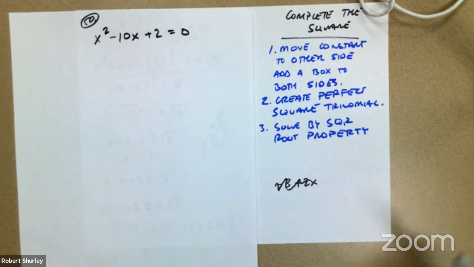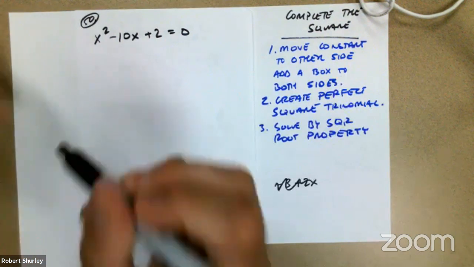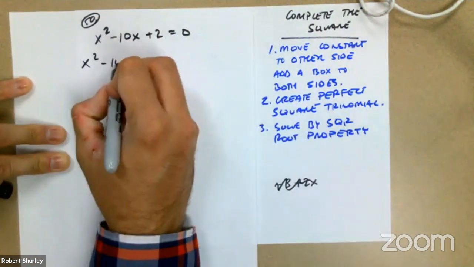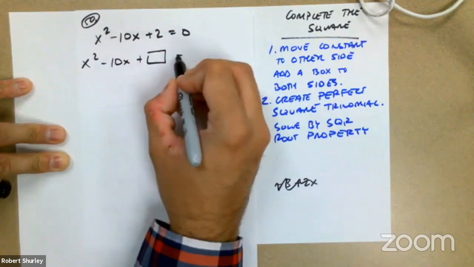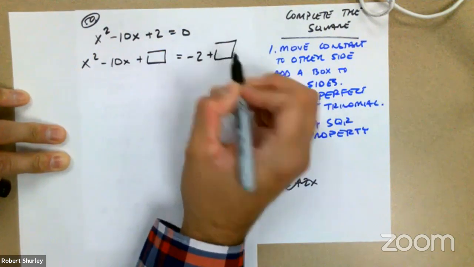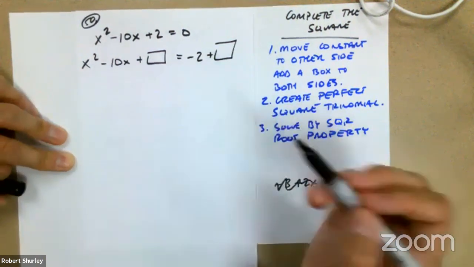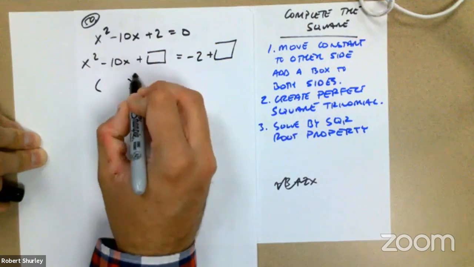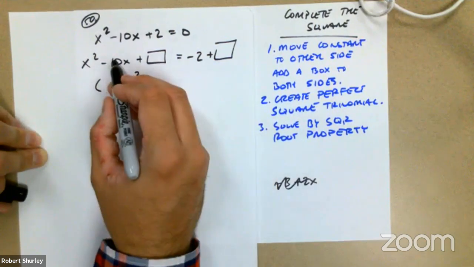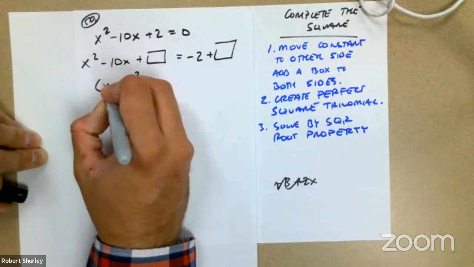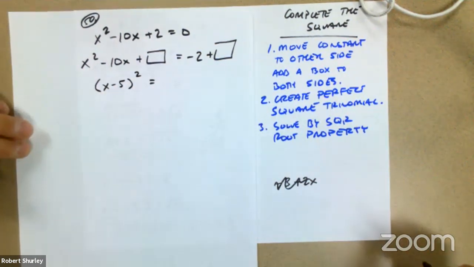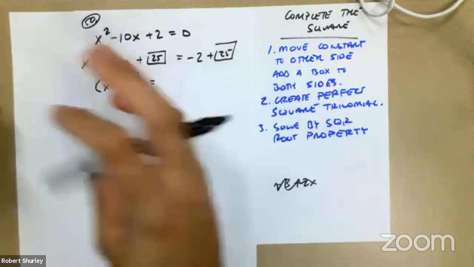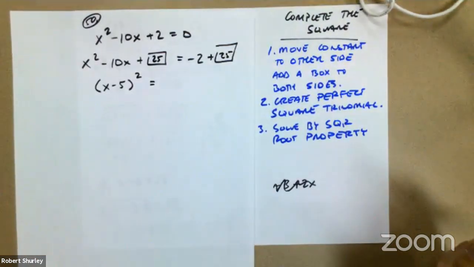Okay, I'm going to start on this one, and I'm going to follow the steps. Move the 2 over. But when I do that, I've got to add a box on both sides. Very common to only do the box on one side, not both sides. And then I have to think, how am I going to make this a perfect square? Well, I divide the -10 by 2. I get -5. I square that, I get 25. So I've got to add 25 on both sides.